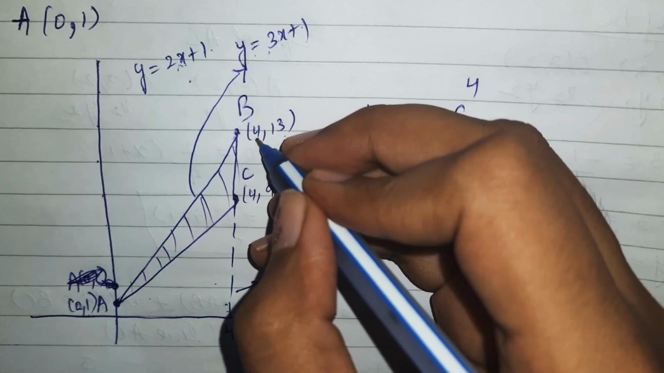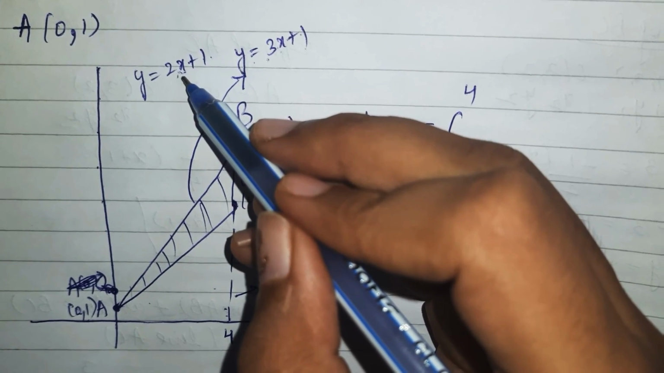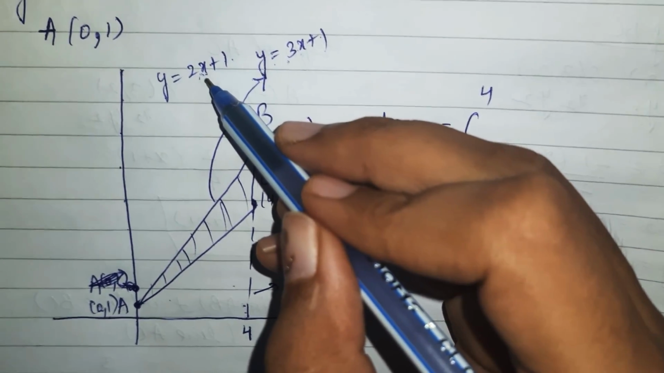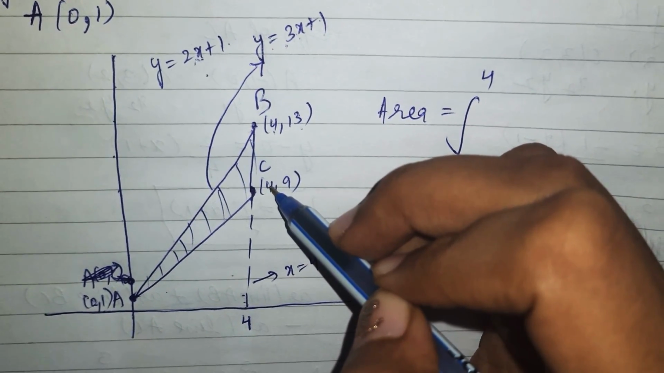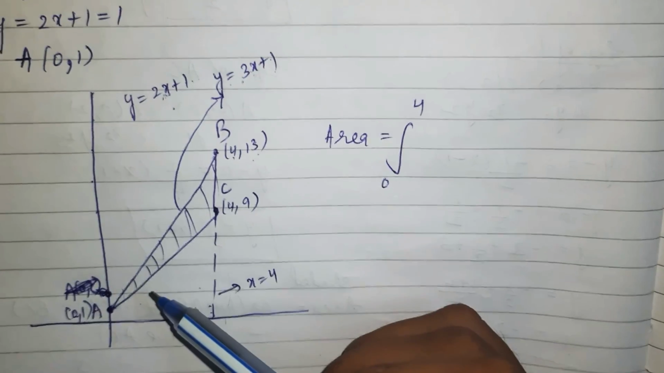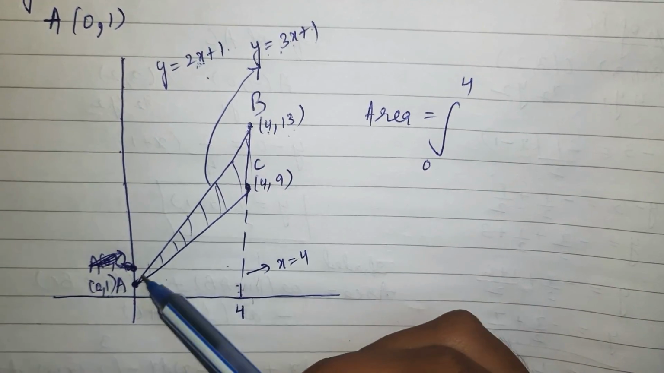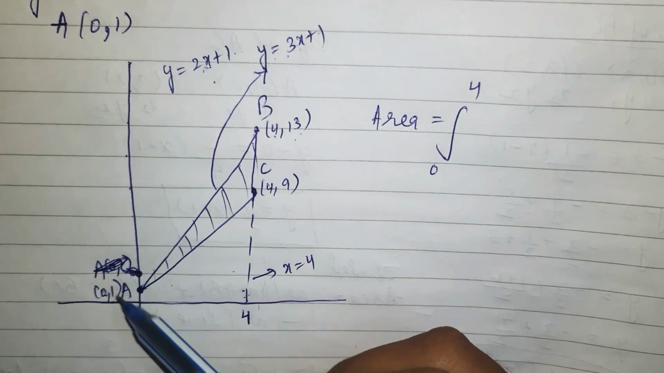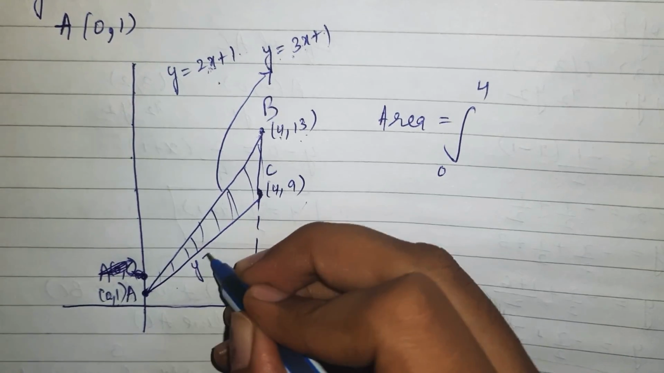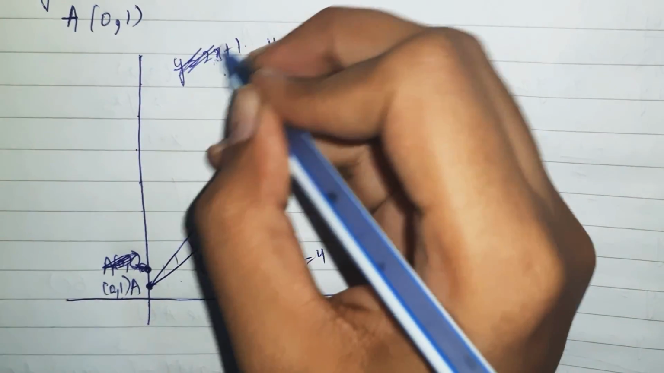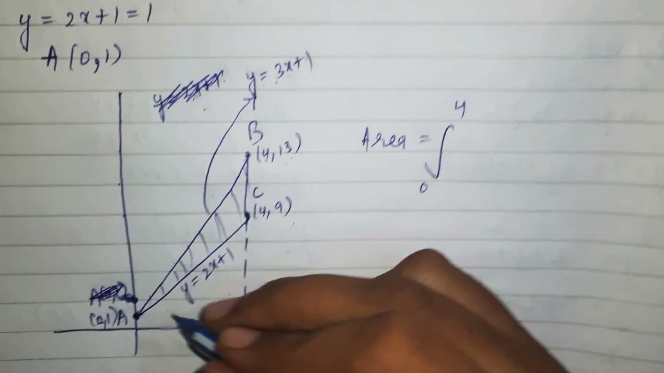And if I'll check this, x as 4, so 4 comma 13. Basically this is this line, this is x is equivalent to 4. What is AC? If I'll put x as 0, y is 1. If I'll put x as 4, so y will become 9. So this is y is equivalent to 2x plus 1. So area between 0 to 4 bounded by this line, so it will take this area also.